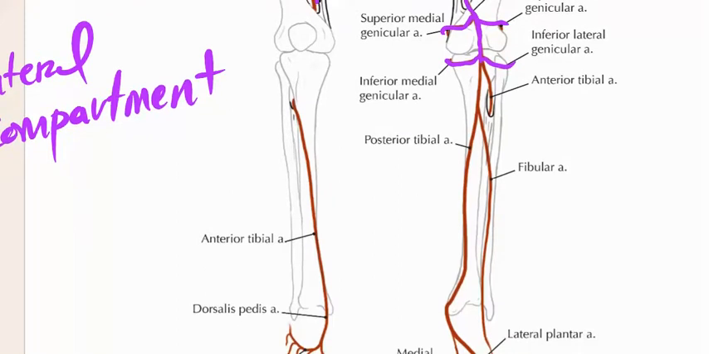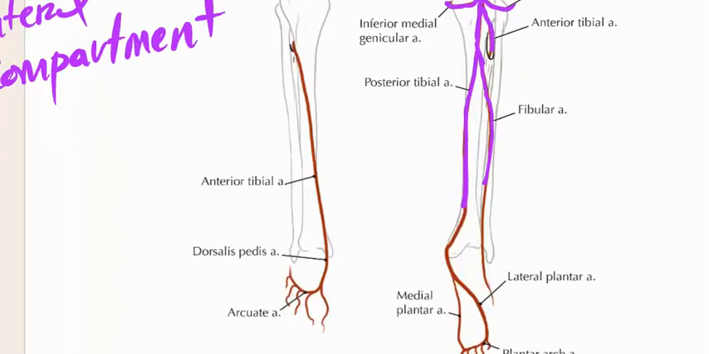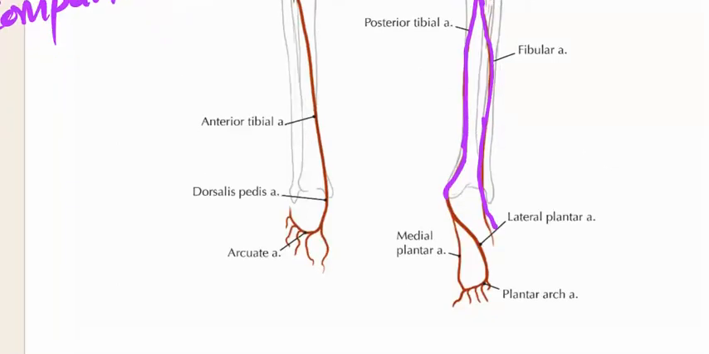And then from here, the popliteal is going to change its name to the tibial. So it divides into your anterior tibial and your posterior tibial artery. The posterior tibial will give rise to the fibular, and that just goes on and ends by itself. The posterior tibial will then give rise to the plantar arch, and then the medial plantar artery.